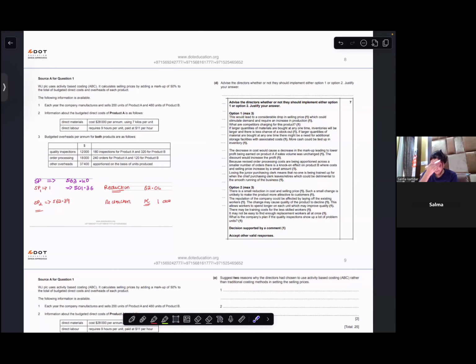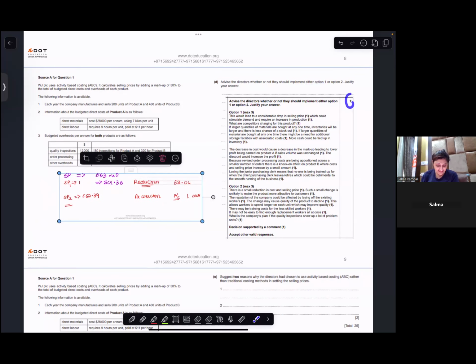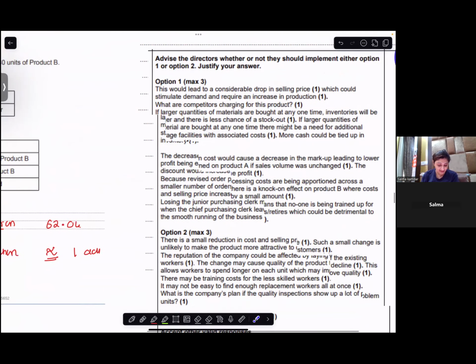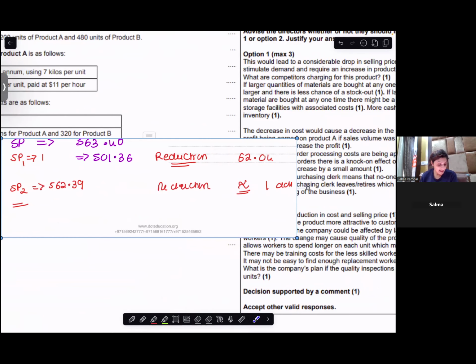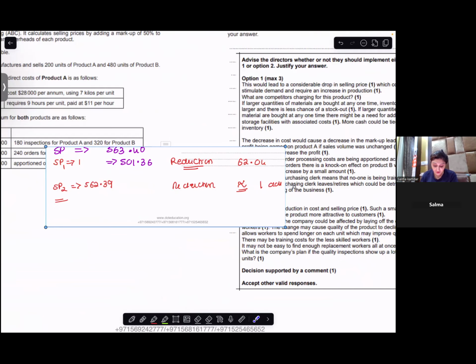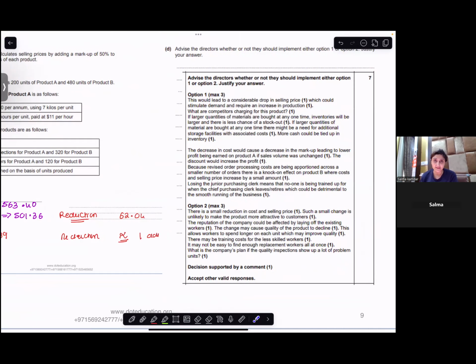So now we go to the D part. They are saying advise the directors whether they should implement option 1 or option 2 and justify, and it is for 7 marks. I know as per option 1 there is going to be a reduction in selling price of 62.04. As per option 2 there is going to be a reduction of $1. Advise whether or not they should implement the option. So, a 7 marker: 3 marks you get for writing about option 1, 3 marks for writing about option 2, and 1 mark for your advice.